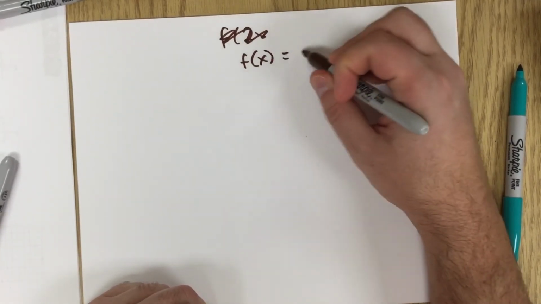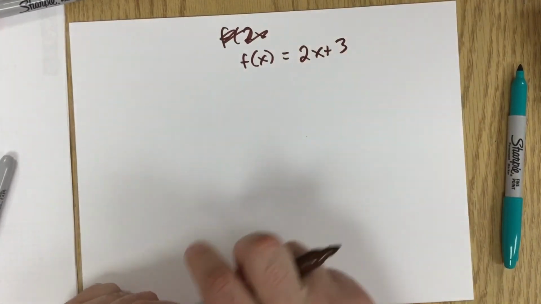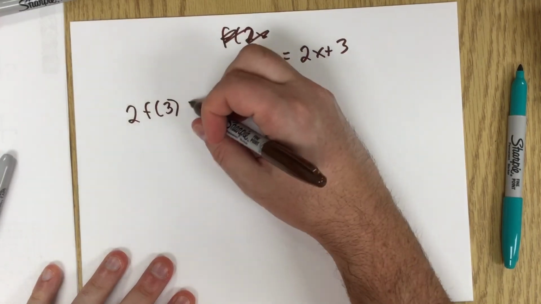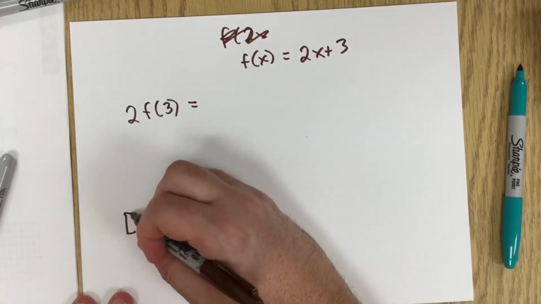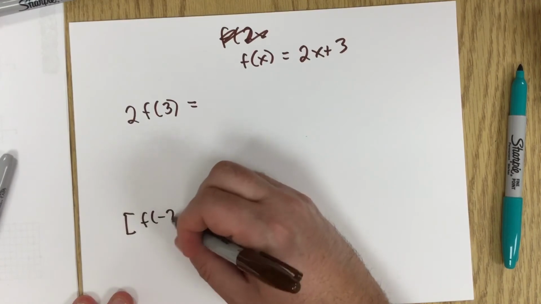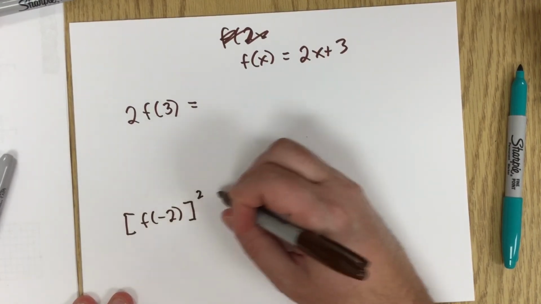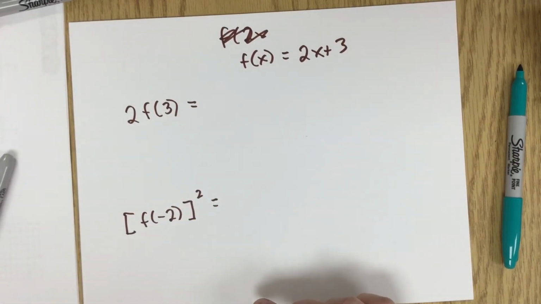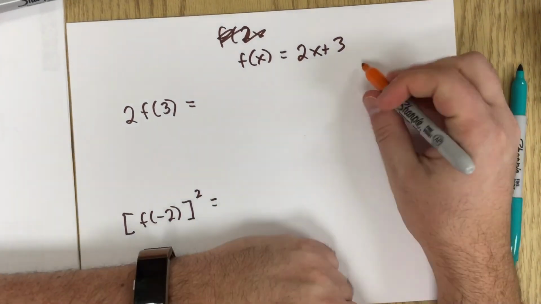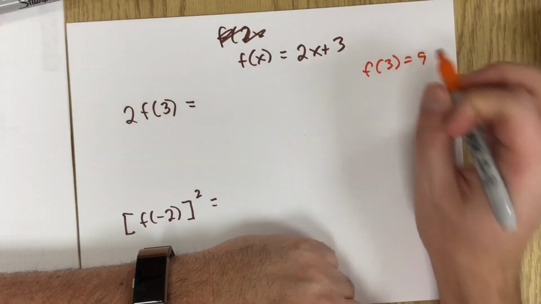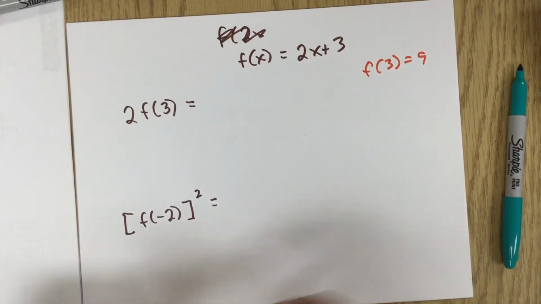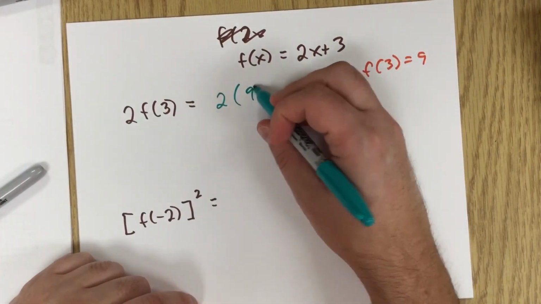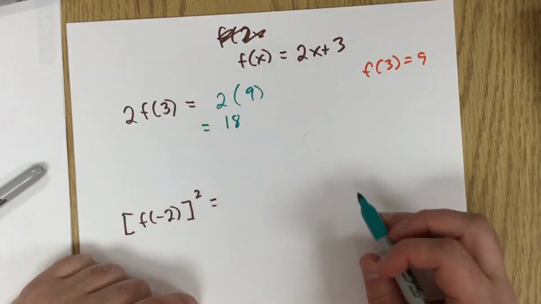F of x is 2x plus 3. So 2f of 3 and f of minus 2 squared. So 2f of 3, now we remember from the other page that f of 3 was, if you don't remember, you could look back, that f of 3 was equal to 9. So 2f of 3 is really just 2 times f of 3, which is 2 times 9, which is 18.